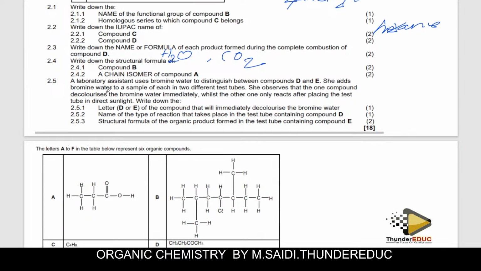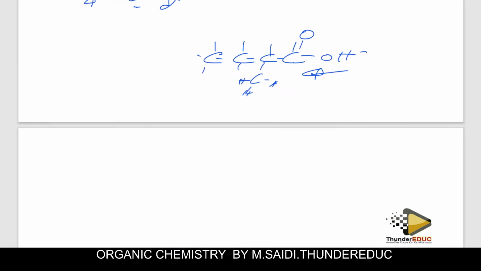Then they are saying that a laboratory assistant uses bromine water. So what is the function of bromine? The moment you say bromine water, something must come into your mind. Bromine water is an indicator which is used to identify whether the compound is saturated or unsaturated. If the compound is saturated, it means that it has a single bond throughout. It will not decolorize bromine.